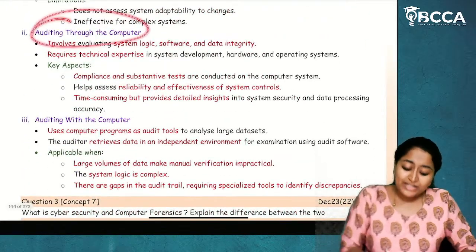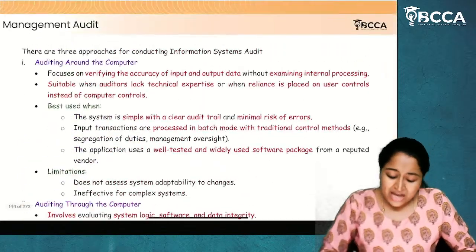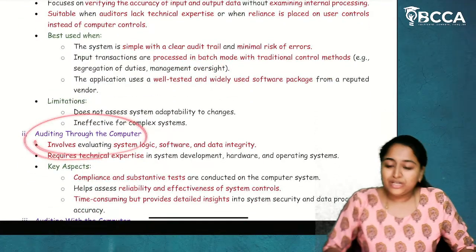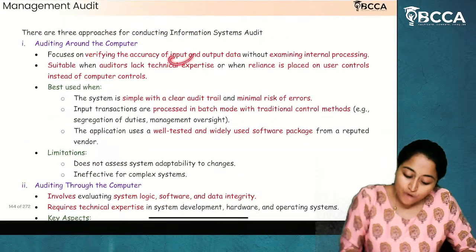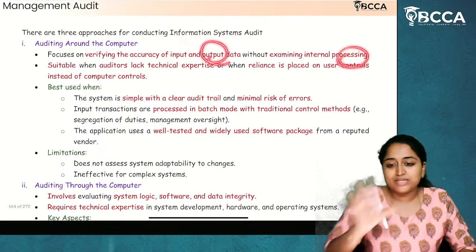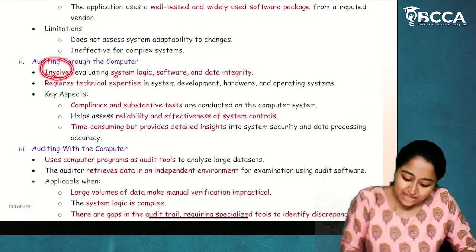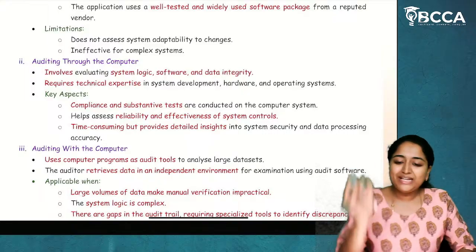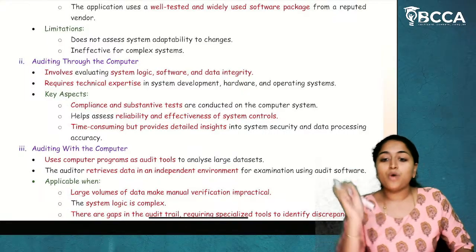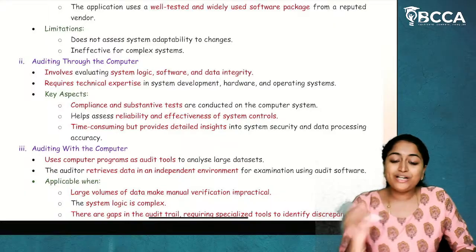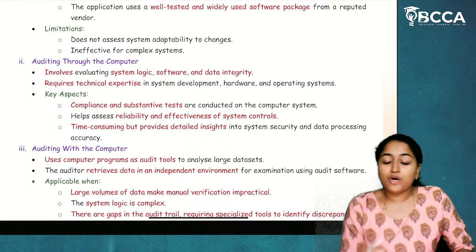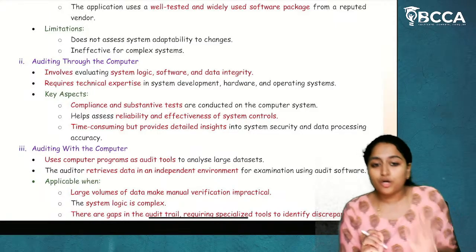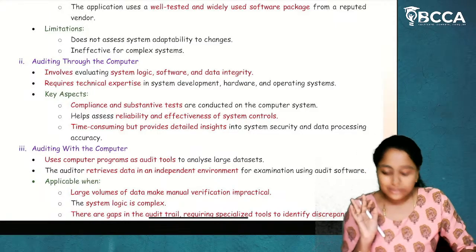Second approach, auditing through the computer, which means the next step. Here in auditing through the computer, we will try to assess input, output and processing logic. It involves evaluating system logic, software and data integrity. We'll check each and everything: what kind of software is there, what kind of process is used in the system, what is the logic behind the processing, what the data is, whether the data is trustworthy or not. Regarding each and everything, we'll do the assessment.